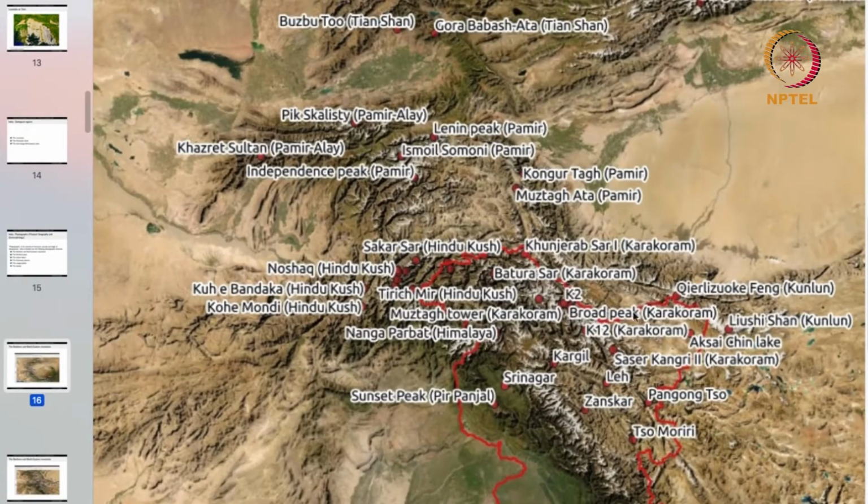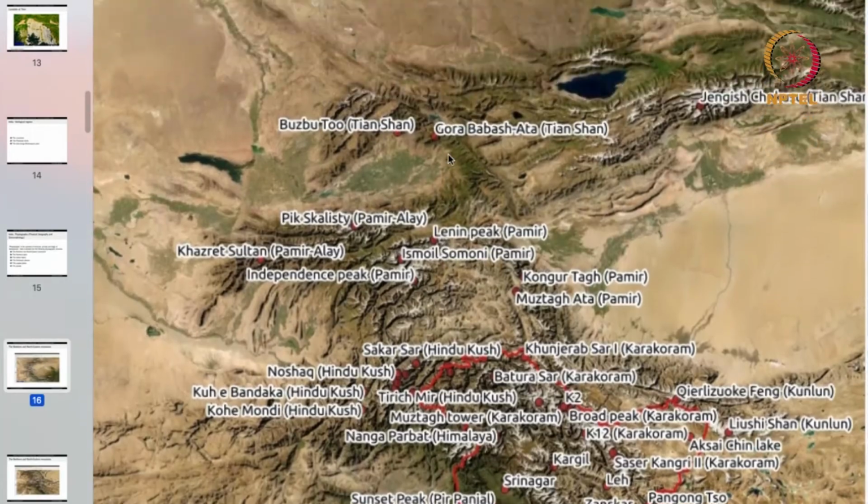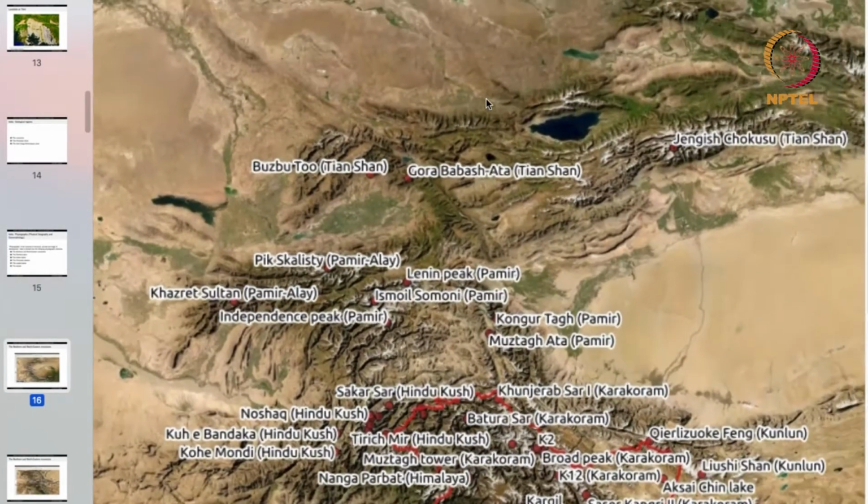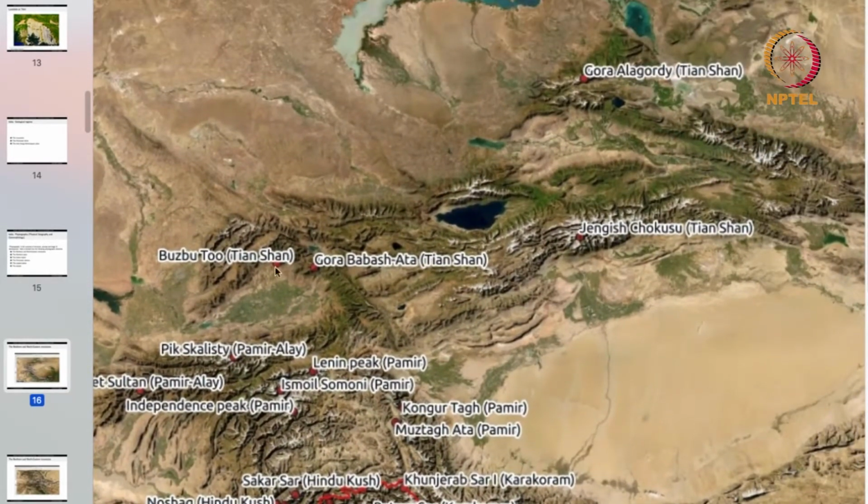So here are our union territories of Jammu and Kashmir and Ladakh, and I have marked some prominent peaks and the mountain ranges that they belong to. Here we can observe that we have the Pamir mountains. This is the Lenin Peak, the Ismail Somoni, the Kongurtag, the Mustagata, all of these belong to the Pamir mountains. Here on the top we have the Tian Shan mountains.